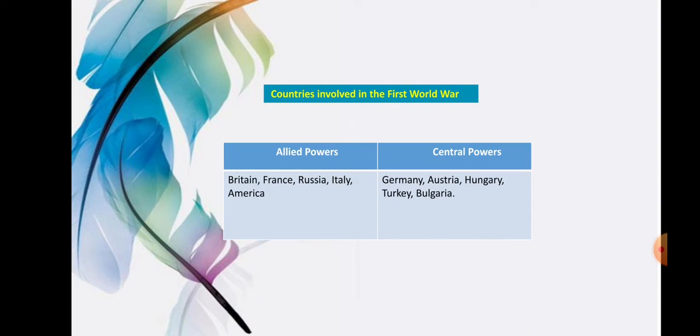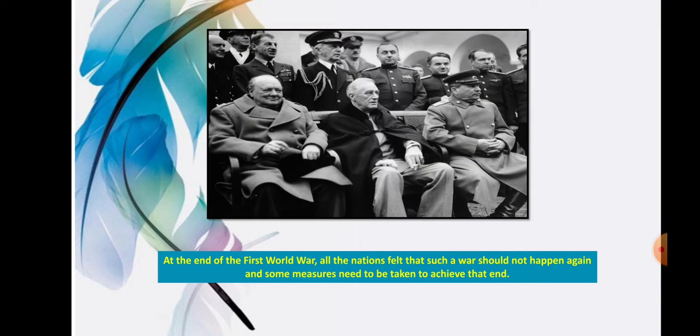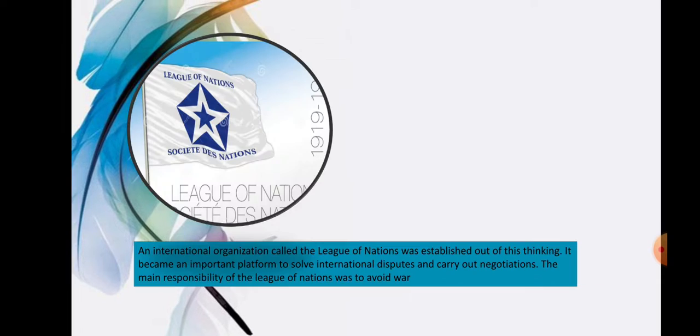Countries involved in the First World War: the first group was Britain, France, Russia, Italy, America. And the other group, the Central Powers: Germany, Austria, Hungary, Turkey, Bulgaria. At the end of the First World War, all the nations felt that such a war should not happen again, and some measures needed to be taken to achieve this.